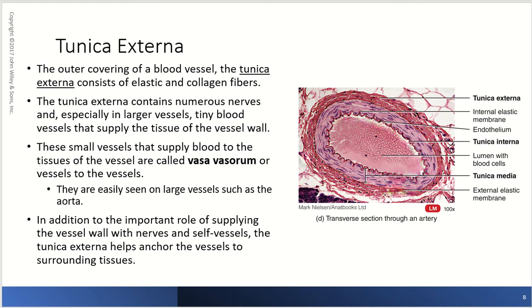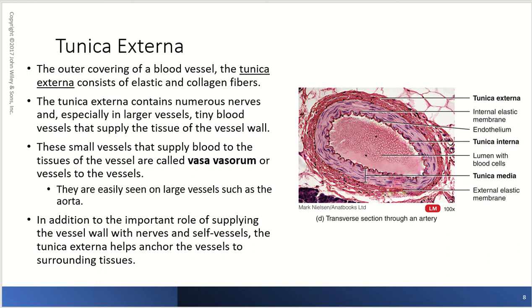The tunica externa is going to contain numerous nerves, and especially in those larger vessels, tiny blood vessels are also going to supply the tissue of the vessel wall. So this is more common in the really big vessels. These small vessels that supply blood to the tissue of the vessel are called the vasa vasorum, also called the vessel to the vessels in English. So these vessels are so big that they need their own blood supply, essentially. It's pretty cool.